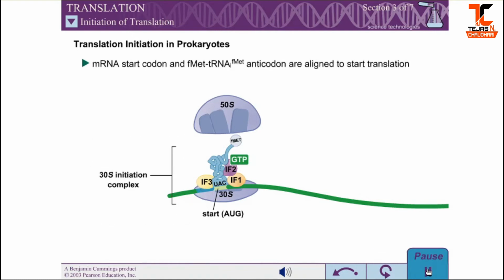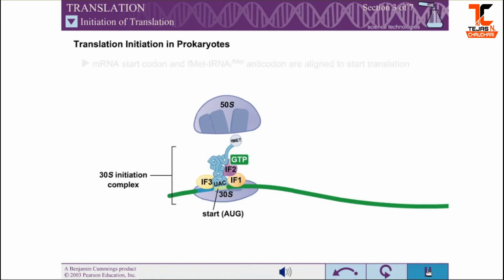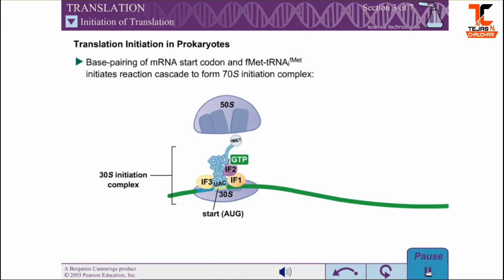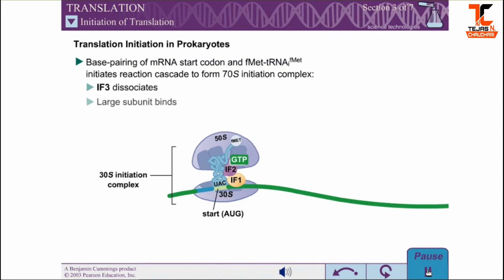The small subunit of the ribosome, aligned with the mRNA start codon, is called the 30S initiation complex. The binding of the charged F-met tRNA to the small subunit initiates a sequence of events to form the 70S initiation complex. Once the F-met tRNA has bound the small subunit, IF3 falls off and is replaced by the large subunit, which completes the ribosome.